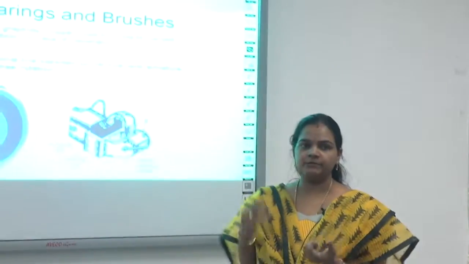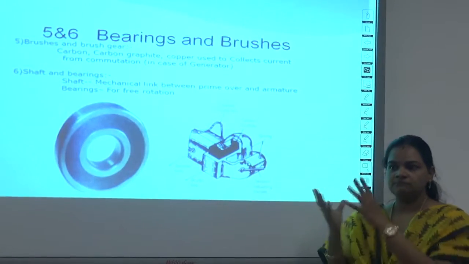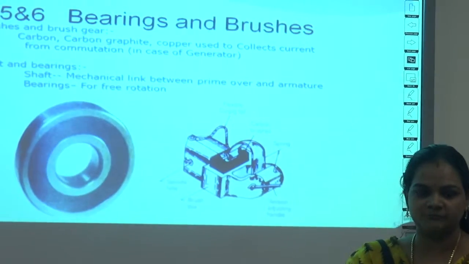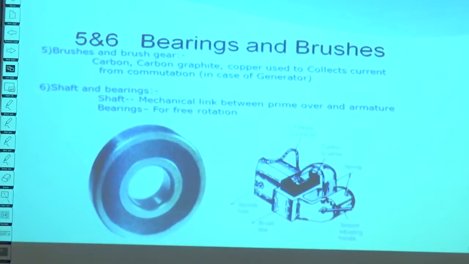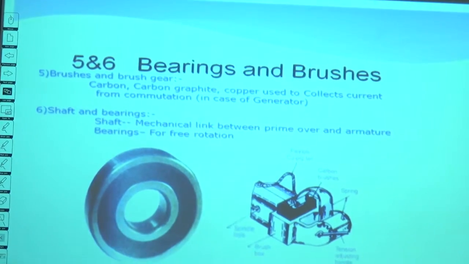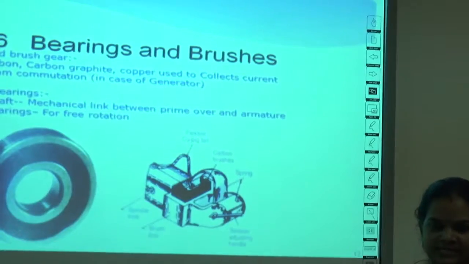The next thing: why do we need a brush? The commutator has taken the current, the quantity which has been induced in the armature conductors, and now the brushes take the current-carrying part from the commutator and give it to the external part.